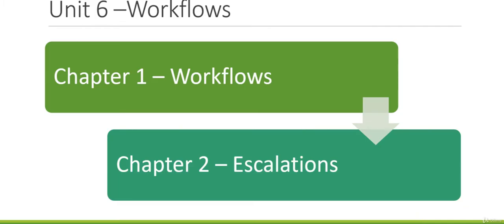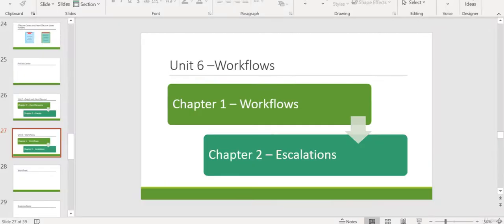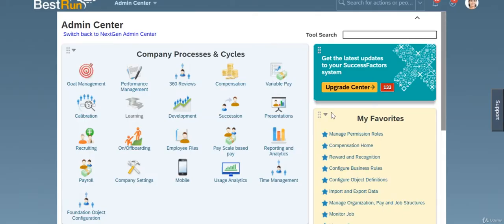In this particular unit 6, we are going to cover workflows and workflow-related escalations. We will see how these workflows are configured in the backend, and we will also see how these escalations work and how these escalations are defined in the system. So let's go into the system.